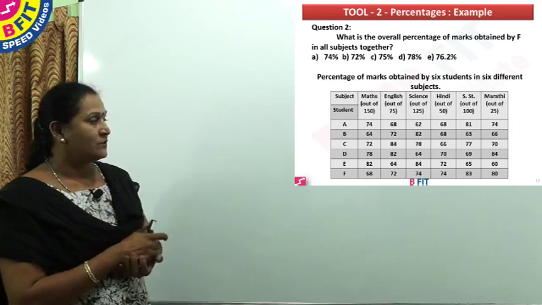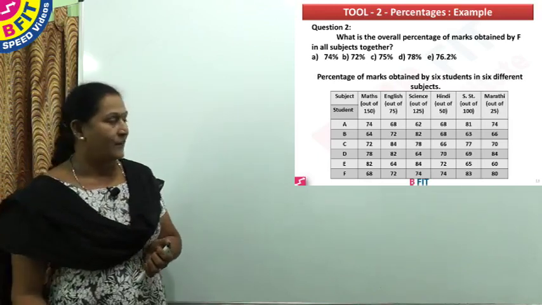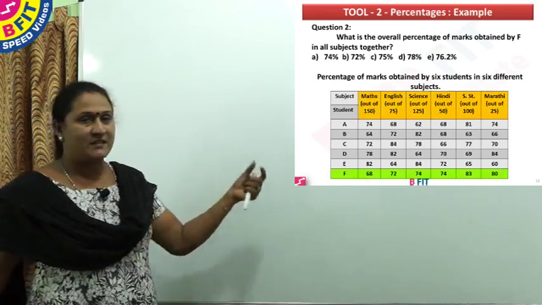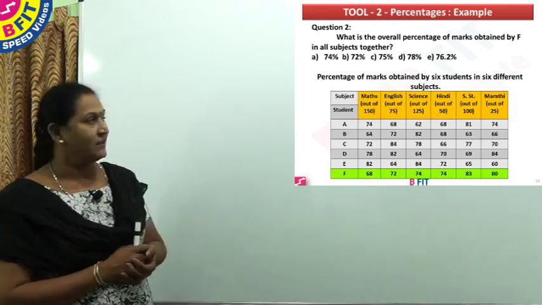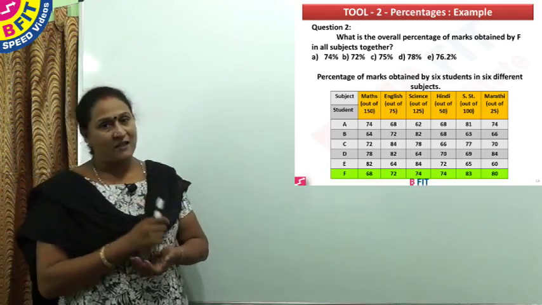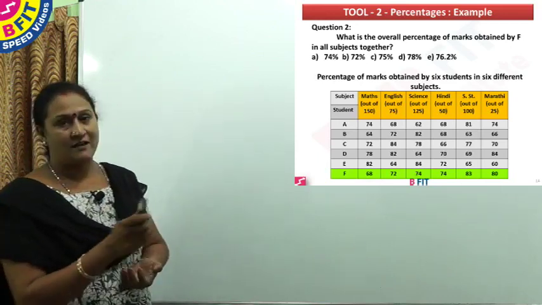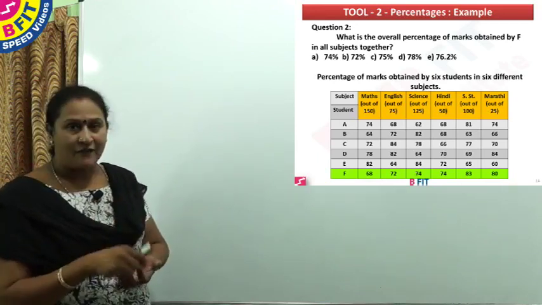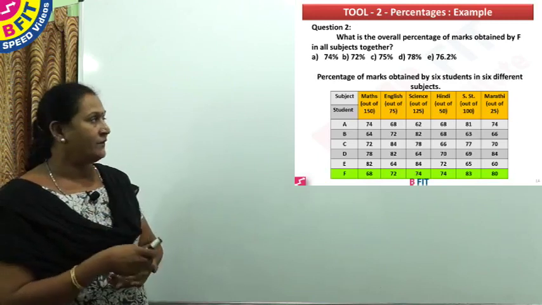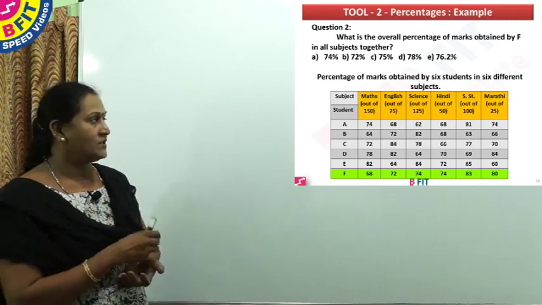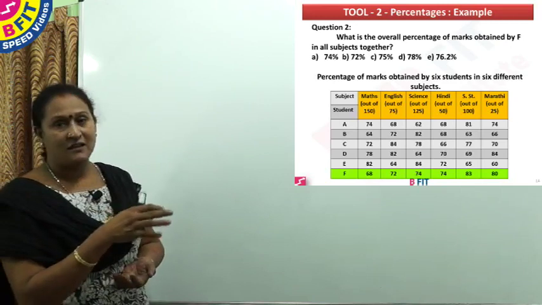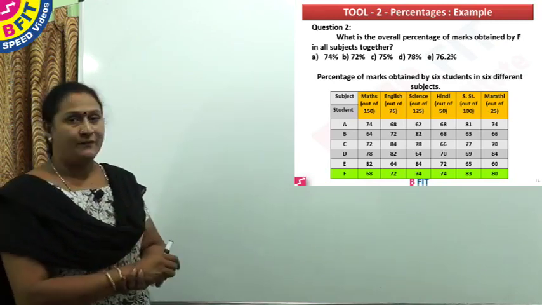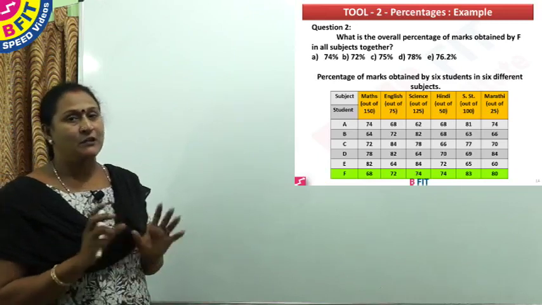So for this, we'll see the working slide. Student F's percentages are highlighted in green, and in the first row the maximum marks are given, highlighted in orange. And how to find the overall percentage? We have to find the marks got by F in each subject, that is Maths, English, Science, Hindi, SST and Marathi, and then adding all the marks we get the total marks.